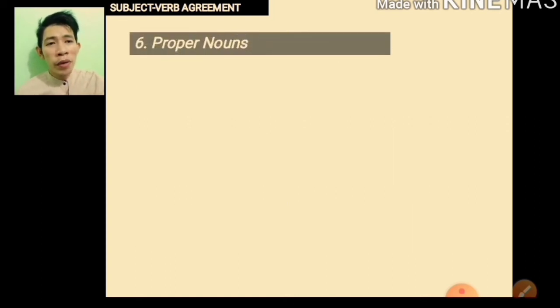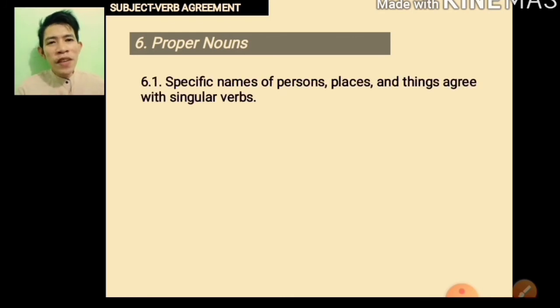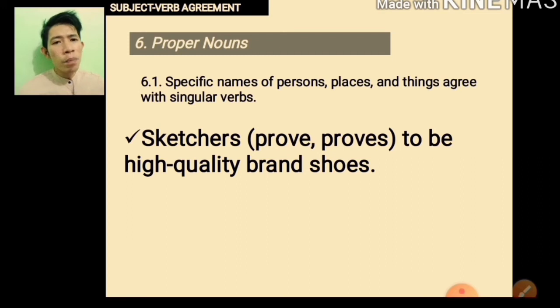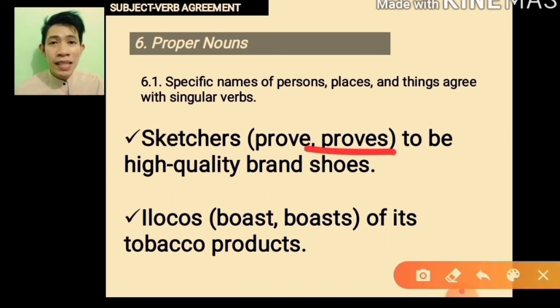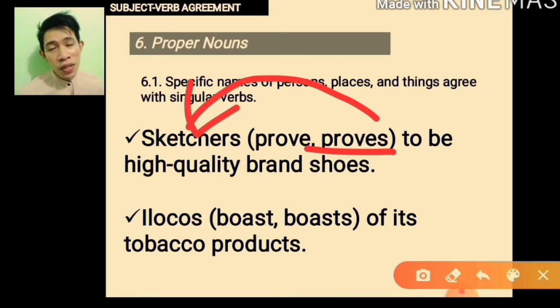Next is proper nouns. Specific names of persons, places, and things agree with singular verbs. Again, lahat ng mga specific names ng tao, bagay, hayop, ang verb na gagamitin natin ay singular. Halimbawa, Skechers proves to be high-quality brand shoes. The word Skechers is a specific name, tama? It is a proper noun. So since it's a proper noun, the verb that we will be using is proves, singular. Okay? That would agree with the subject, which is singular.